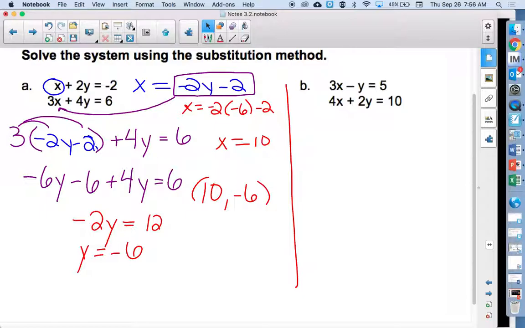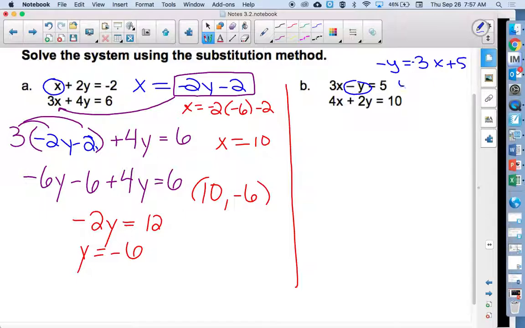Less work is better. At least that's what you usually think. The second one, we have 3x minus y equals 5. So again, solving for the variable that has a coefficient of positive or negative 1 in front of it. Cole, if you solve that second equation, what do you end up getting? If you solve for the equation with the y in it, y equals 3x minus 5.